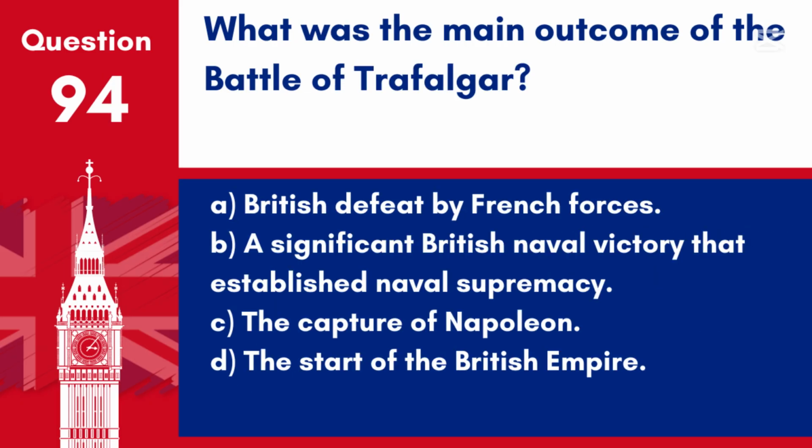Question 94. What was the main outcome of the Battle of Trafalgar? A. British defeat by French forces. B. A significant British naval victory that established naval supremacy. C. The capture of Napoleon. D. The start of the British Empire.